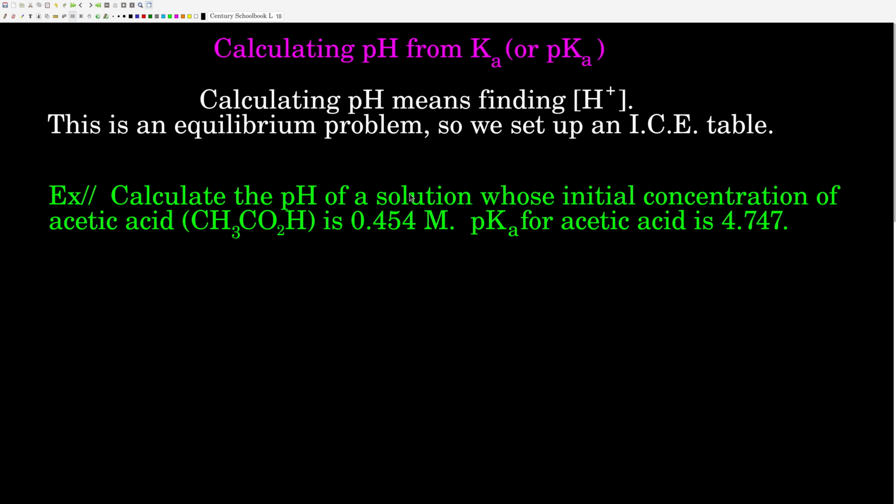So here's an example for you to try out. Calculate the pH of a solution whose initial concentration of acetic acid, there's the formula for acetic acid, is 0.454 molar. And I give you the pKa for acetic acid, 4.747. All right, so go ahead and give this a shot and come on back when you finish. Welcome back, guys. Here we go.